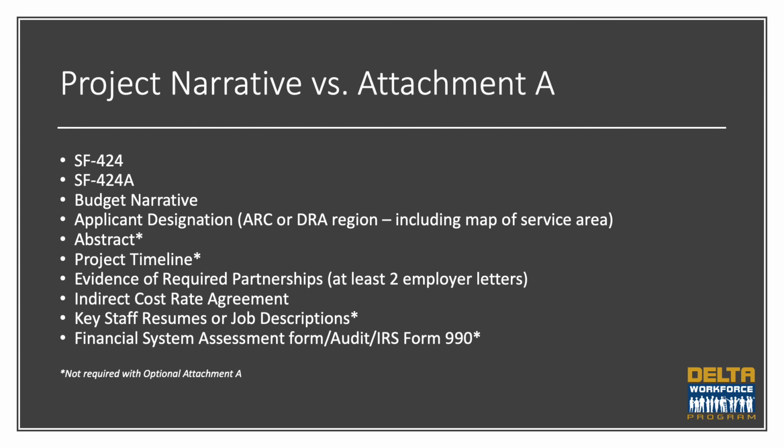The major difference between using the project narrative and optional attachment A is the requested attachments required for submittal as part of the application package. Whereas the project narrative requires all attachments listed on this slide, the optional attachment A requires all except the abstract, project timeline, and key staff resumes or job descriptions. DRA highly recommends using optional attachment A in lieu of the project narrative to better organize your application package.